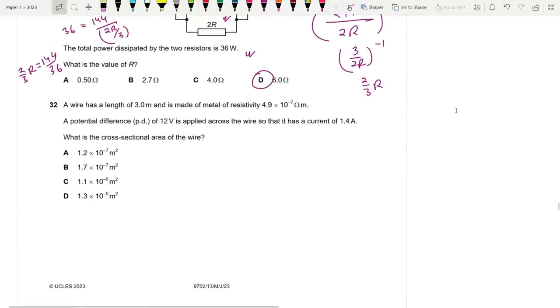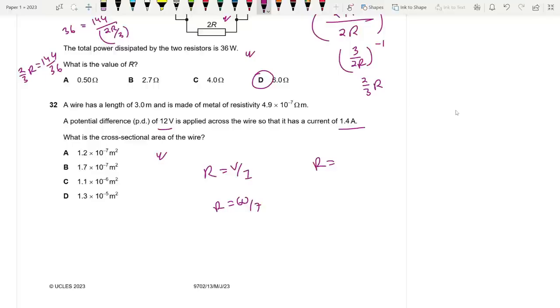32. A wire has length 3 meters made of metal with this resistivity. What is the cross section area? PD of this is applied, current is this. So R is equal to V by I, we know that. So it's 12 by 1.4, 60 by 7.